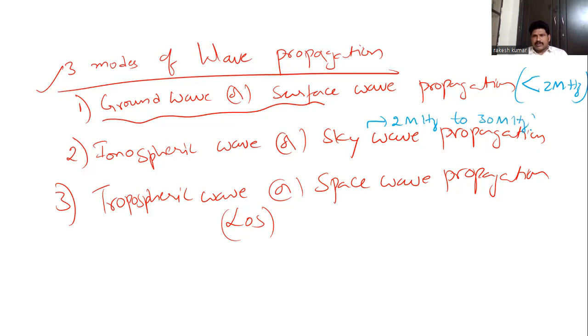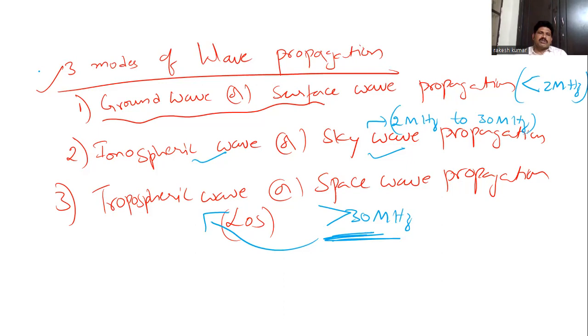then I go for ionospheric wave propagation, also called sky wave propagation. Next, for the third category, any signal greater than 30 megahertz, I transmit using tropospheric or space wave propagation. So how many modes of propagation are there? There are three modes of propagation.